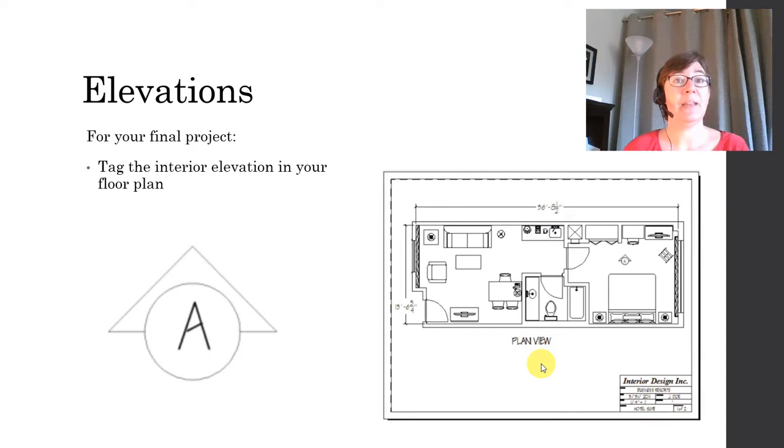And last but not least, don't forget to go back to your plan view and tag the interior elevation. Please use the symbol given in your textbook. It looks like a circle with a letter in it, and it's got this triangle-looking pointer that will point in the direction of your view. So here's the example in your textbook right here. It's pointing at the wall that you're looking at.